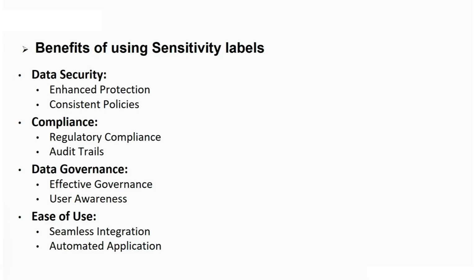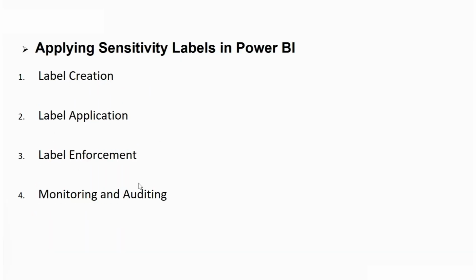The first one is seamless integration, in which it can be easily applied and managed within Power BI, leveraging the same labels used across the other Microsoft 365 applications. Then we have automated applications. Applications can automatically apply the labels based on predefined rules or user actions, simplifying the process of data classification and protection.